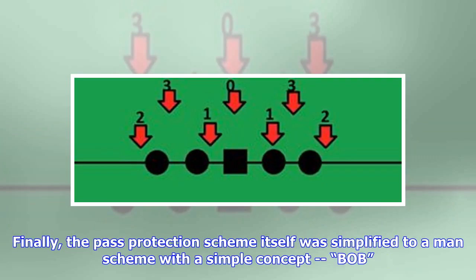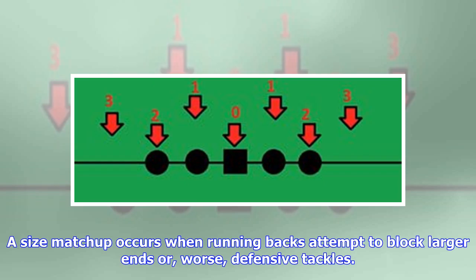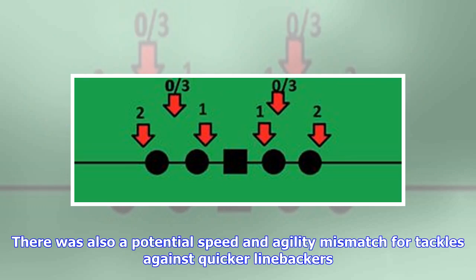Finally, the pass protection scheme itself was simplified to a man scheme with a simple concept, BOB. A size mismatch occurs when running backs attempt to block larger ends or, worse, defensive tackles. There was also a potential speed and agility mismatch for tackles against quicker linebackers.